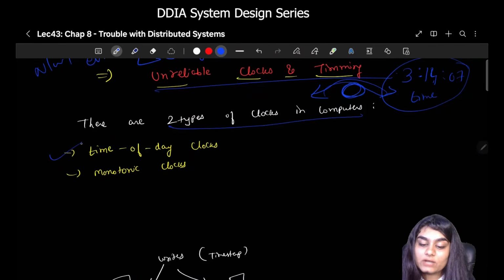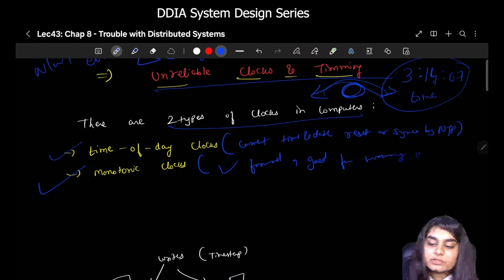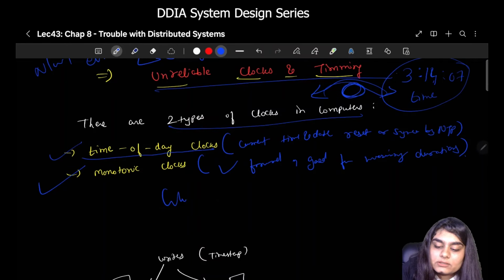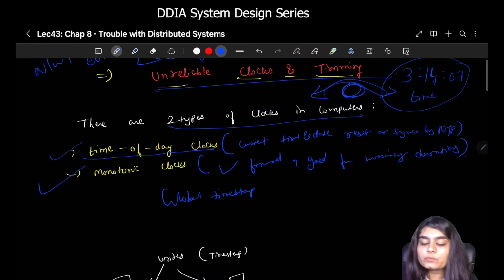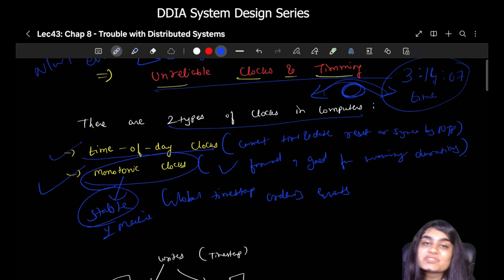So there are two types of clocks in computers. First is time-of-day clocks, which tell us the current time and date and can be reset or synced by NTP. Another one is monotonic clocks, which only ever tick forward and are good for measuring durations. Time-of-day clocks let the machines agree on a global timestamp but are tricky to use for ordering events since they can jump or drift. But monotonic clocks are stable within one machine but not comparable across machines at all.